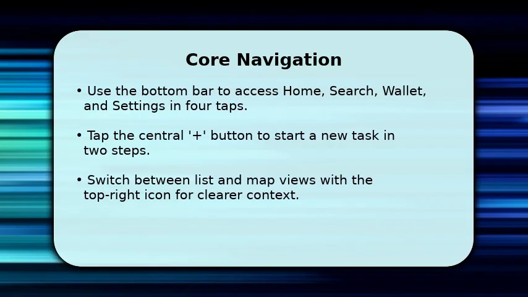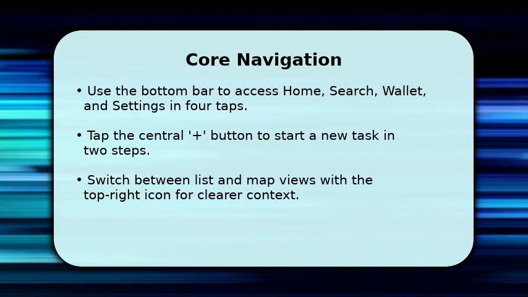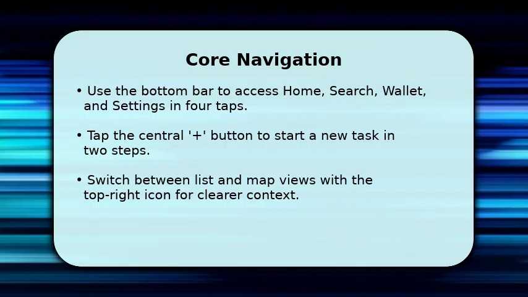Use filters in search to narrow results by distance, rating, or price within a 10-item limit. Switch between list and map views with the top right icon for clearer context and faster decision-making.